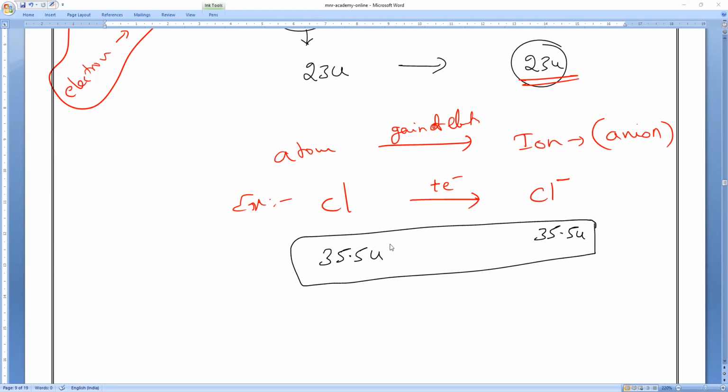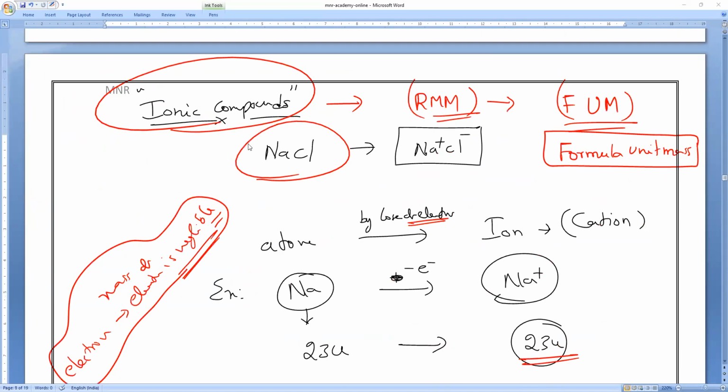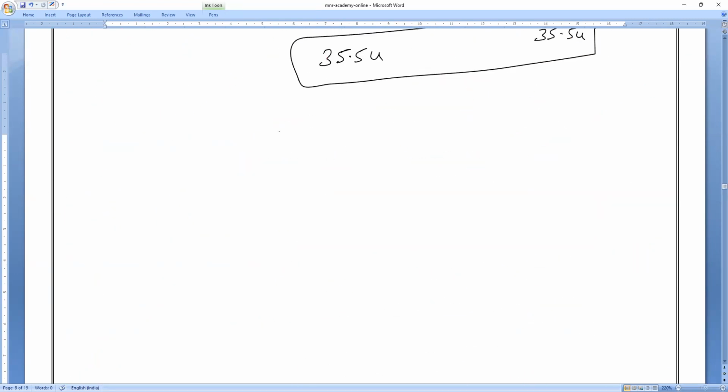But for ionic compounds, you should not call it relative molecular mass. You should call it formula unit mass. So let me teach for sodium chloride, an ionic compound, meaning Na plus and Cl minus. The formula is again the same.